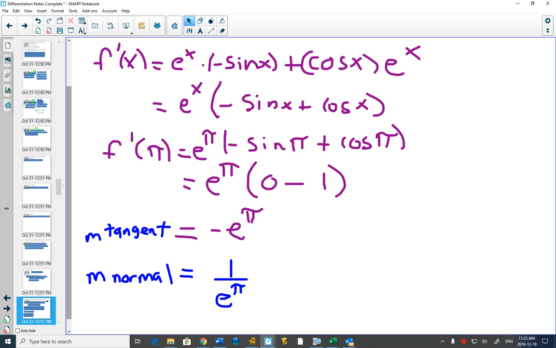Do you like answers like 1 over e to the pi? Or do you feel like something went wrong along the way? It's kind of a pretty looking answer.